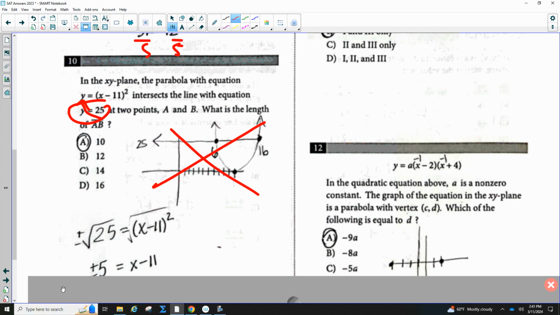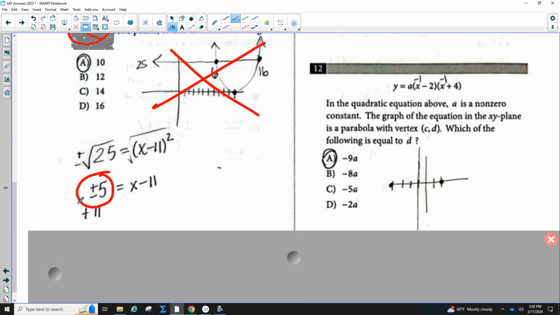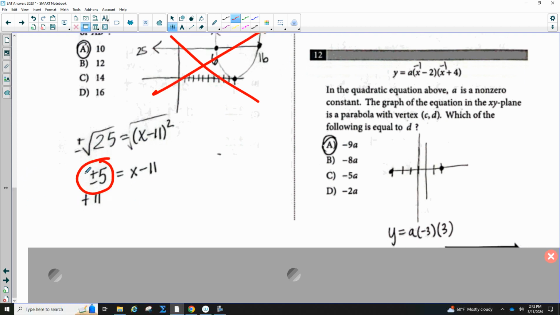So if you plug in 25, you're going to square root both sides. Now, whenever you square root, it's always plus and minus when you're solving algebraically, okay? So you have plus and minus 5. Then you're going to add 11. So you're going to do plus 5 plus 11 and minus 5 plus 11, okay? So you end up getting 2 solutions. Oh, and then they trick you on this. Let's see. So 5 plus 11, that'd be 16, right? And the other one would be 6.